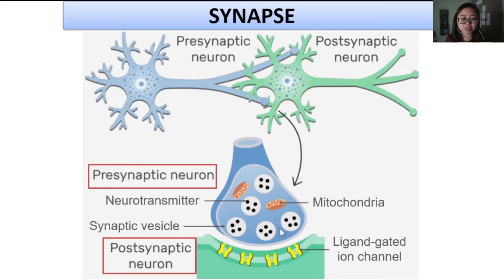Okay, in this presynaptic neuron you can see there is neurotransmitter, there are synaptic vesicles, there is mitochondria. And in the postsynaptic neuron, the yellow one is a ligand-gated ion channel. We'll learn more about them as we learn the structure of the synapse and also how impulse is transmitted.